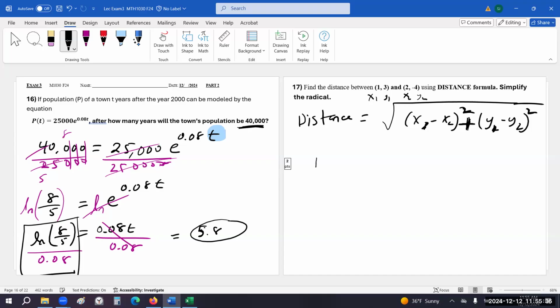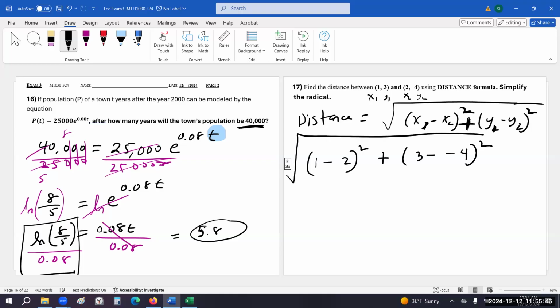So 1 minus 2 squared plus 3 minus 4 squared. Make sure you replace the correct numbers. Many of you did x1 minus y1, x2 minus y2. Come on. I did that, but I still got the radius. Really? No, you didn't write x1 minus y1. You did x1 minus x2 or x2 minus x1. But they take this one, subtract that, take this one, subtract that, which is wrong.